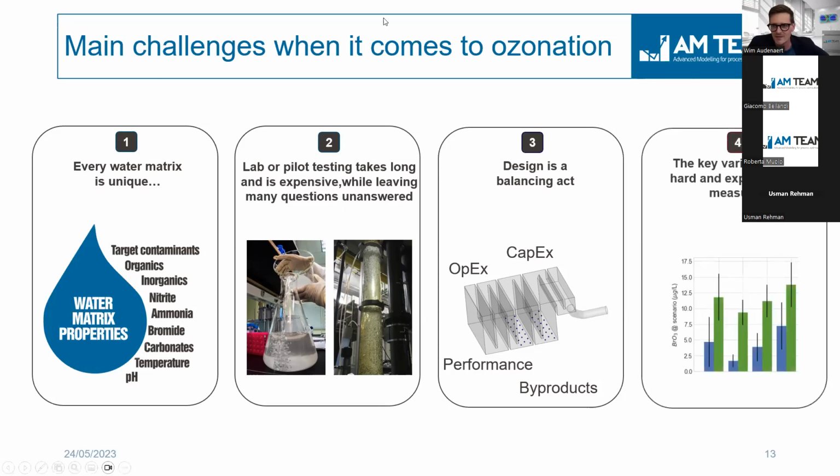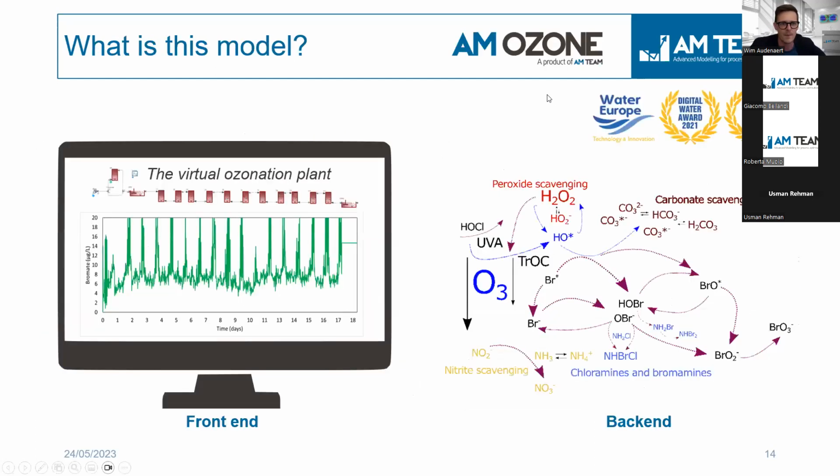And finally, the key variables that you are really interested in are hard and expensive to measure. For example, up until today, there is not a good sensor for bromate online. There is also no sensor that will tell you in real time what is your removal performance of your micropollutants, for example. So these are quite some challenges.